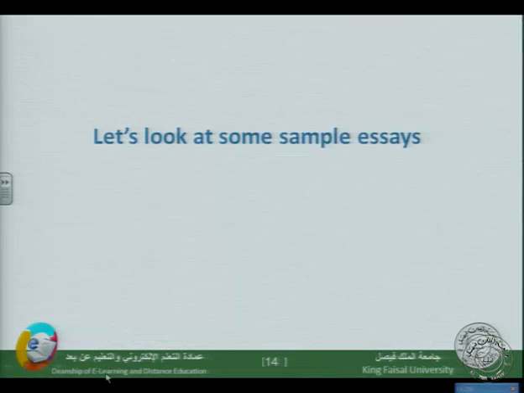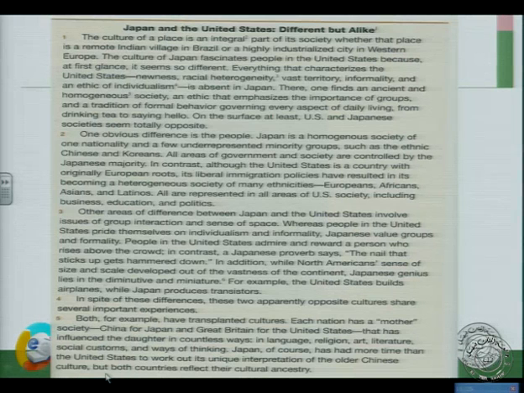Now, let's look at some example essays. Let us discuss them together, read some of the excerpts, and then discuss them with each other. Here we have "Japan and the United States, Different but Alike." This is the title, and you can guess the topic from the title. It talks basically about a difference, it shows contrast. Alike means similarities. So we have a comparison and contrast essay.